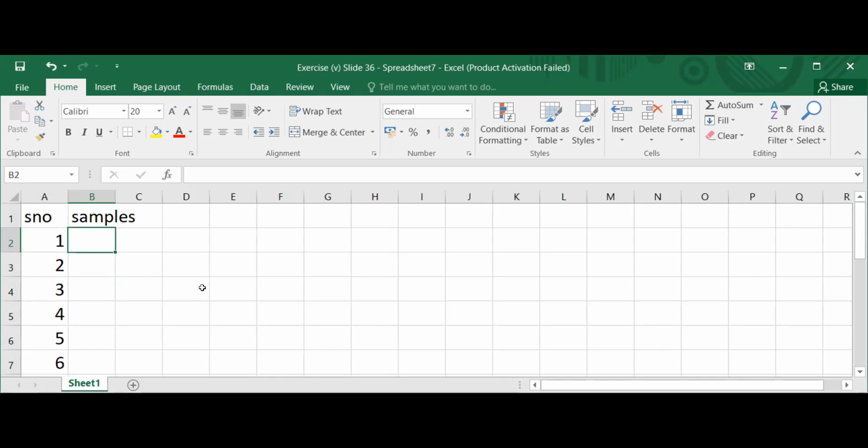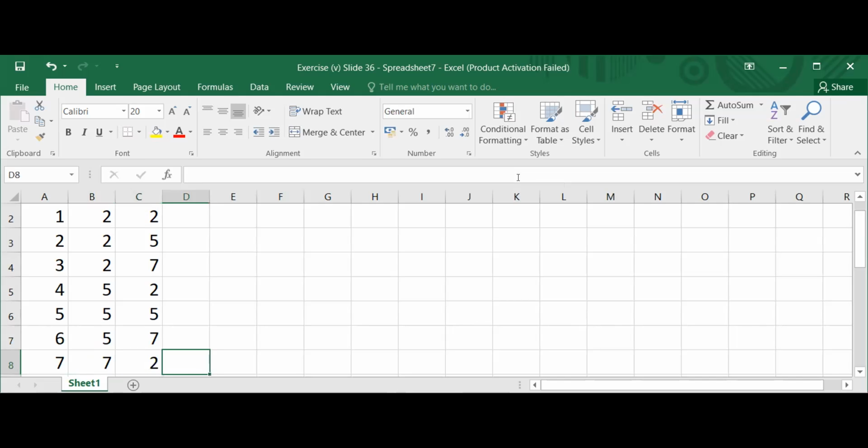The sample number 1 will be based on what? It is based on 2, 5, 7. The first one will be 22. The second one will be 25 and 27. The next one is 52, 55 and 57. The 7th one will be 72, 75 and 77. These are the different samples.